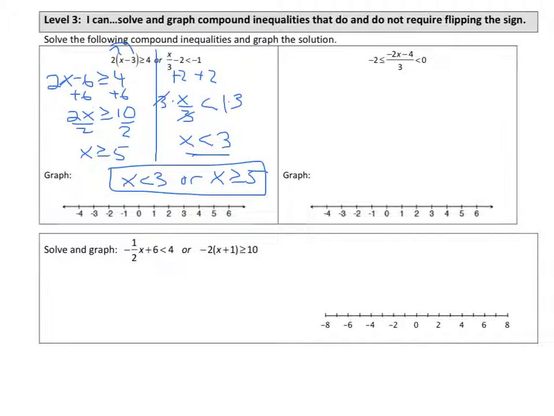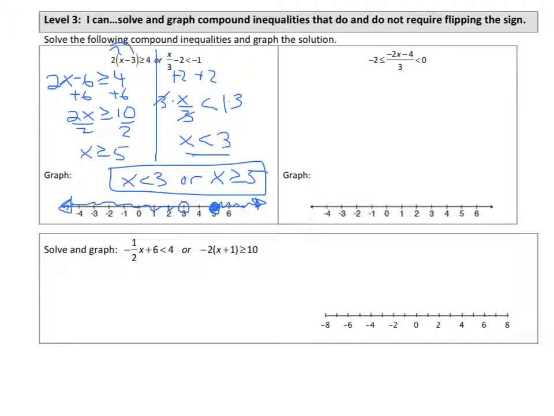And now I graph that on the number line. So x is less than 3: I do an open dot at 3 and shade to the left where the numbers are less. And x is greater than or equal to 5 will be a closed dot because of the line underneath the inequality sign, and we shade where the numbers are greater, to the right.